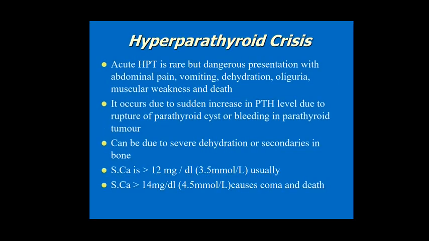Now about hyperparathyroid crisis. Acute hyperparathyroidism is a rare condition but dangerous presentation with abdominal pain, vomiting, dehydration, oliguria, muscular weakness and death. It usually occurs due to a sudden increase in the parathyroid hormone levels, either due to rupture of a parathyroid cyst or due to bleeding in a parathyroid tumor. It can be due to severe dehydration or the presence of secondaries in bone.